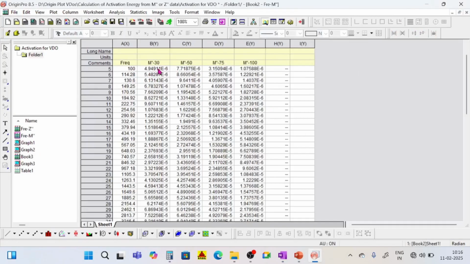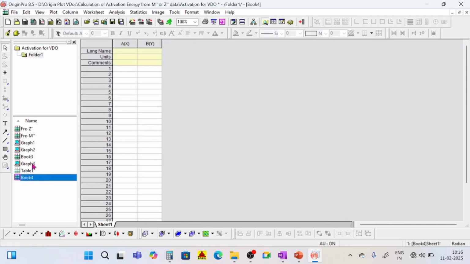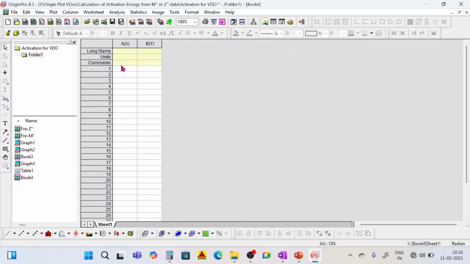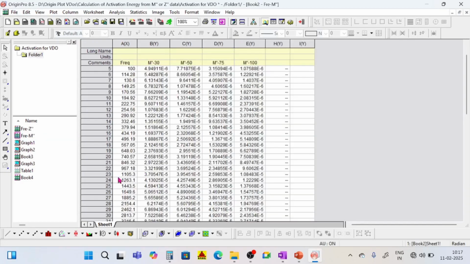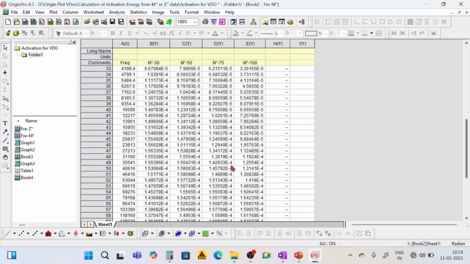Likewise, you can do the same procedure for frequency versus M double prime. By considering frequency versus M double prime, you consider another worksheet. On the worksheet you have to find out these values, right? In the way I have explained, the same way you have to do for M double prime also. This is the M double prime data, and carefully you have to search in it.